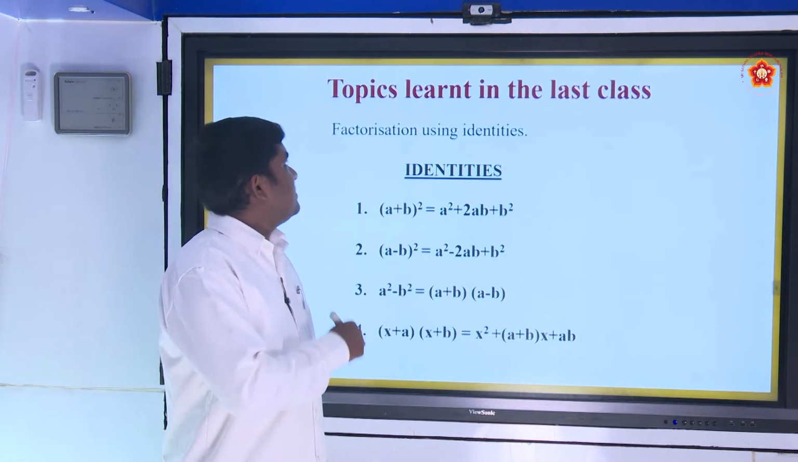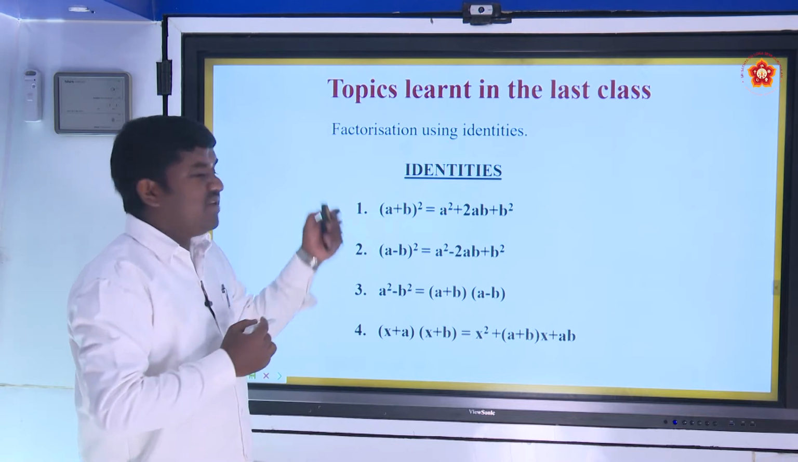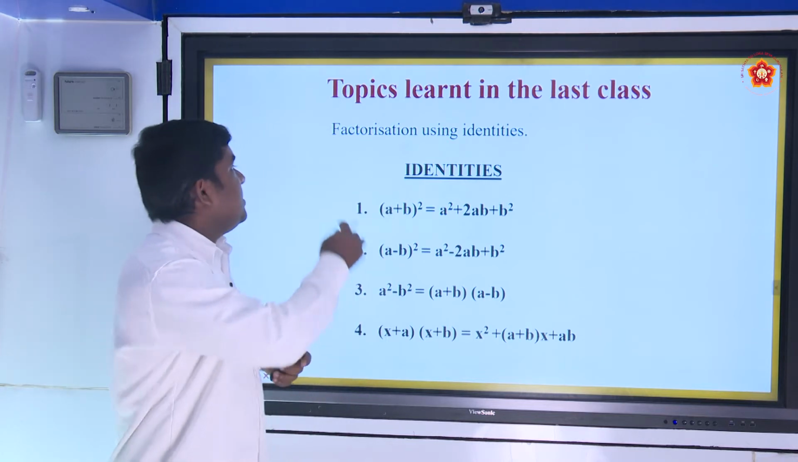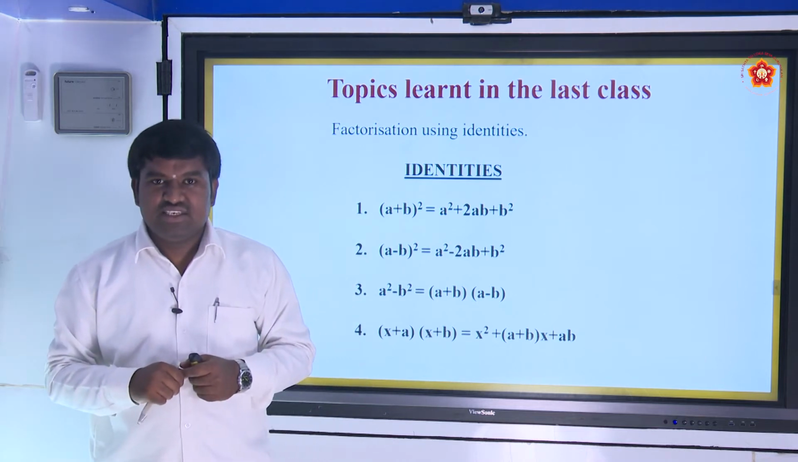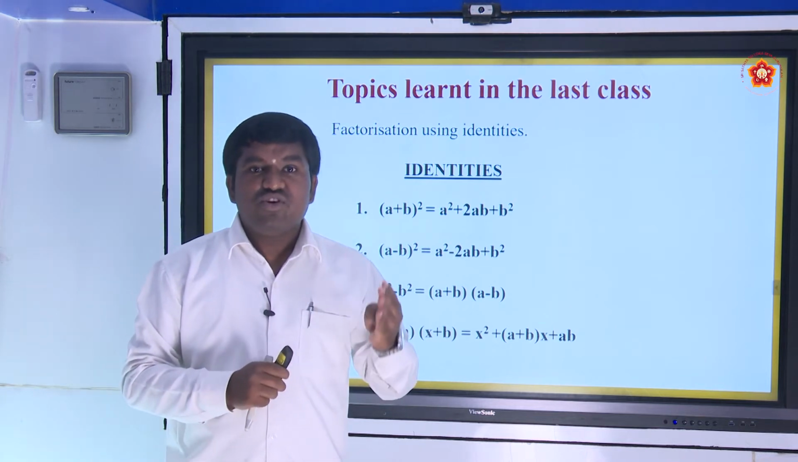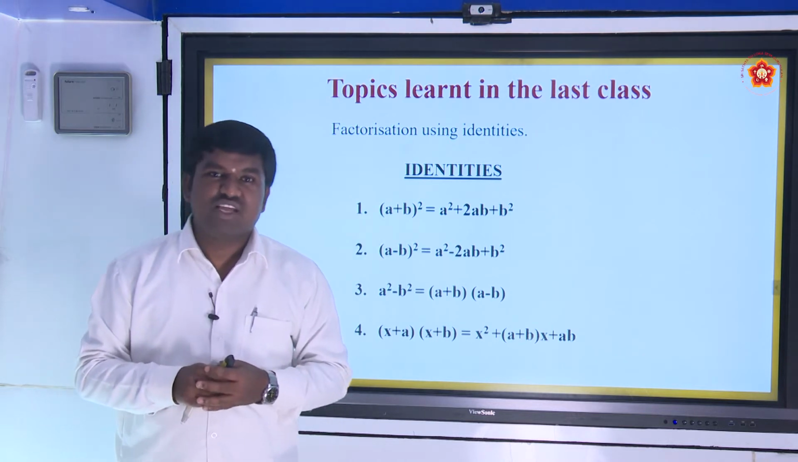In the last class, we learned the third method of factorization, that is factorization using identities. We learned four identities to factorize an algebraic expression.